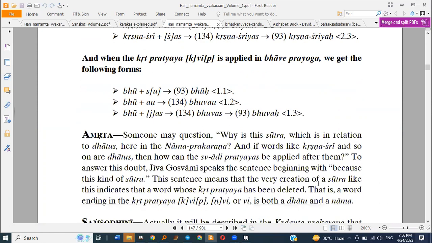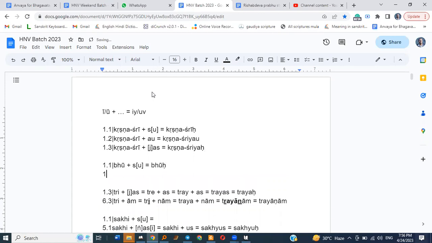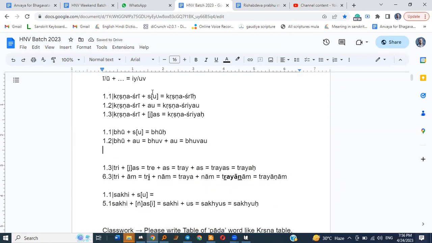Okay. Similarly, if we have a word ending with Trivikrama U, so for example, Bhu. Here we just combine it and we get Bhu. 1.2 is Bhu with O. As per this current rule, because this is a Vishnu Bhakti beginning with the Sarveshwara, this U changes to U. So we get Bhuvo. Then Bhuvaha, Bhuvam, Bhuvau, Bhuvaha, Bhuva, Bhubhyam, Bhubi, Bhuve, Bhuvaha, Bhuvi, Bhushu.